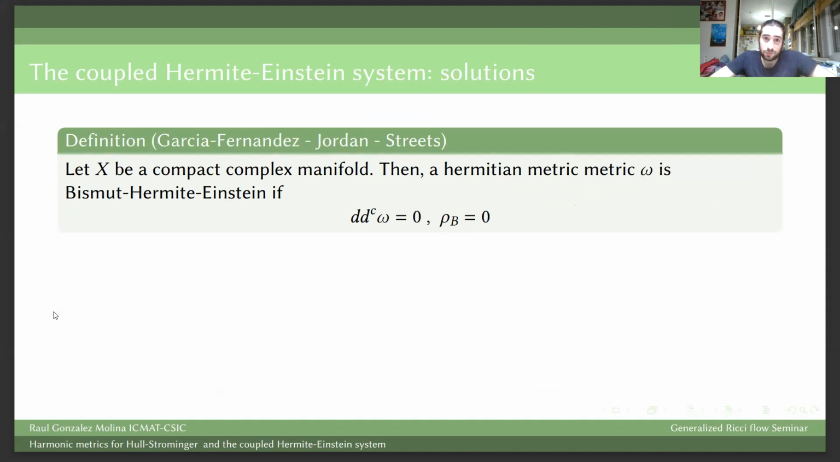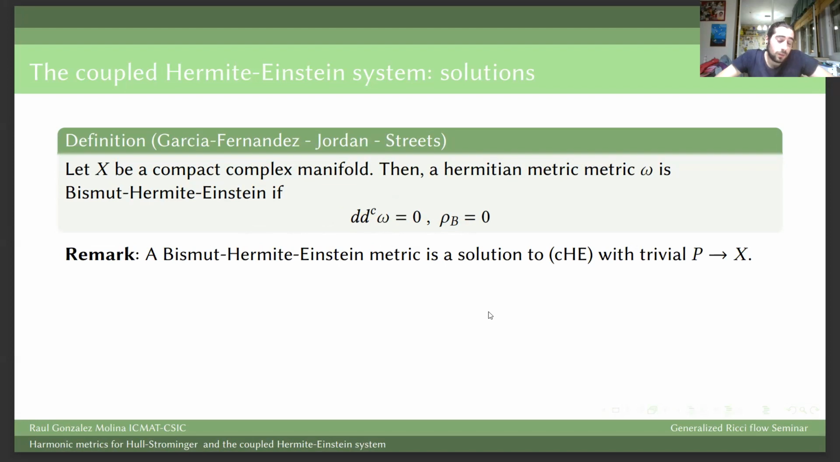So now I want to give another method of constructing solutions. And we are going to do this related to a parallel theory that has been already studied by Garcia Fernandez, Jordan, and Streets in the recent paper about the non-Kähler Calabi-Yau geometry and its relation to the pluriclosed flow. So they define this notion. They say that on any compact complex manifold, a Hermitian metric is Bismut-Hermitian-Einstein by definition, if these two things happen: the metric is pluriclosed and the Bismut-Ricci form is 0. I remind you that this is the curvature given by the Bismut connection on the canonical bundle.